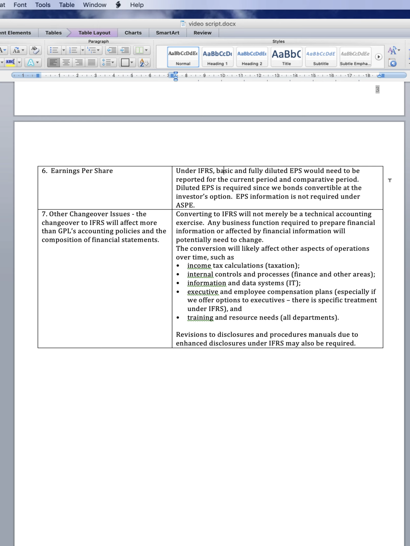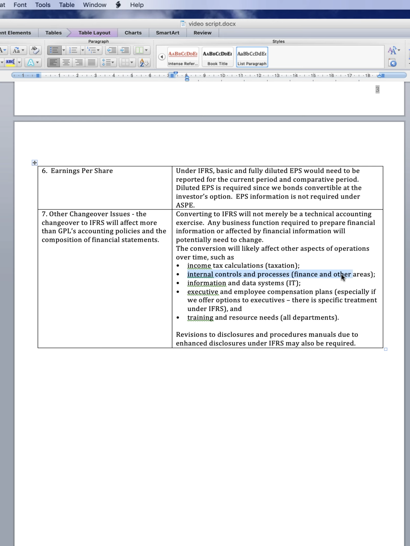So now I guess the last issue I might mention is just some basic changeover issues, right? The changeover to IFRS, if and when they decide to transition, is going to affect not just their accounting policies and the composition of the financial statements, but they're going to have to think of a lot of other things. They're going to have to think of their tax calculations. They're going to be different, right? Even internal controls and processes for finance and other areas. Revenue recognition is even more strict under IFRS. I didn't get into all that, but you can go look that up. Under IFRS, it's much stricter too.